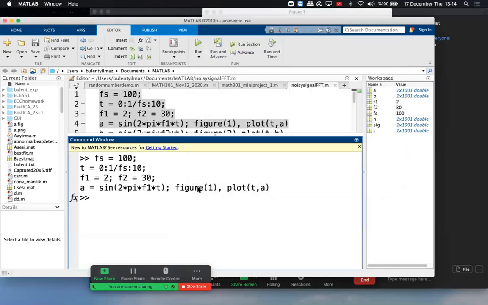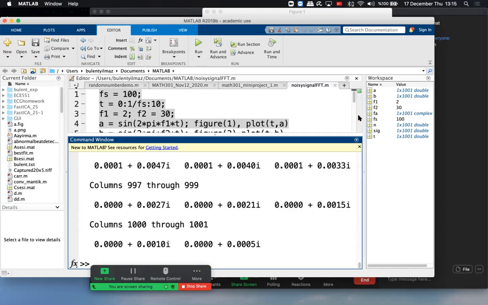Now I am going to start like FA is equal to FFT of A. If I do it like that, how many numbers will I get arkadaşlar? If I do it like this, how many numbers will I get? Length of the signal. With the same length of the signal, which is 1001. Bakın. FA is 1001 complex numbers.